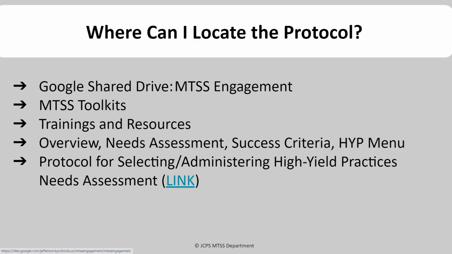So, where can you locate the protocol? You will begin by opening our MTSS Engagement Google Shared Drive. From there, you will click on MTSS Toolkits, then Trainings and Resources, and finally click on the Overview Needs Assessment Success Criteria HYP menu folder. Inside this folder, you will have access to the protocol for selecting and administering high-yield practices needs assessment. We have also provided a direct link to this resource.